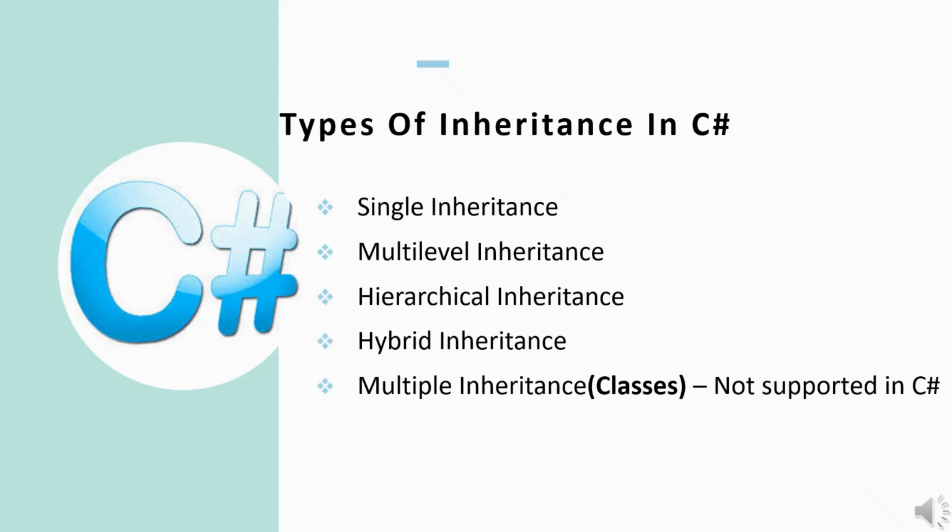Types of inheritance in C#. 1. Single inheritance. 2. Multi-level inheritance. 3. Hierarchical inheritance. 4. Hybrid inheritance. 5. Multiple inheritance. Not supported in C#, but we can achieve multiple inheritance via interface. Let's go through each type with real-time examples.